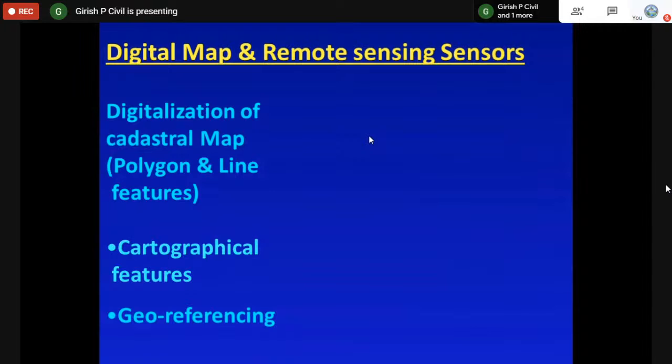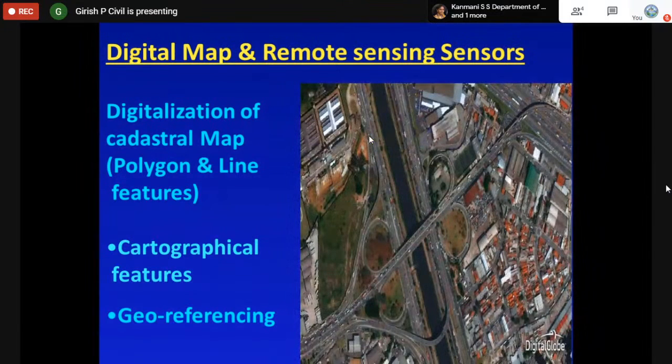So any application of remote sensing needs a digital map. When I speak of a digital map, there are a lot of procedures and a set of considerations for creating one. For creating a digital map of any particular area, the base will be the cadastral map, that is, a survey map.